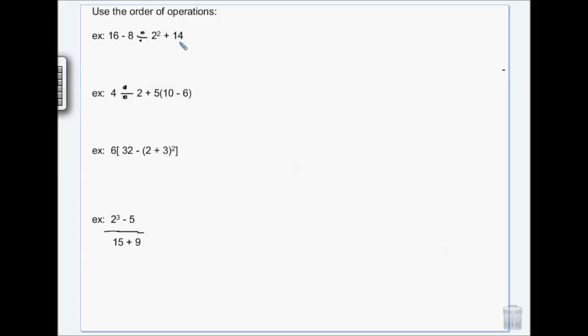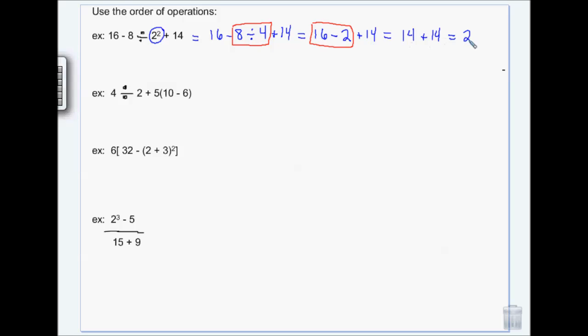Okay, so I'm going to look at this. I don't have any parentheses, but I do have an exponent, so I'm going to do my exponent first. So that's this part right here. Everything else will be exactly the same. 2 squared is 4. The next thing I need to do is the division. So I have 16 minus 8 divided by 4 is 2, plus 14. Next, I subtract, because it came first in left to right order. So 16 minus 2 is 14, plus 14, and then that's 28.